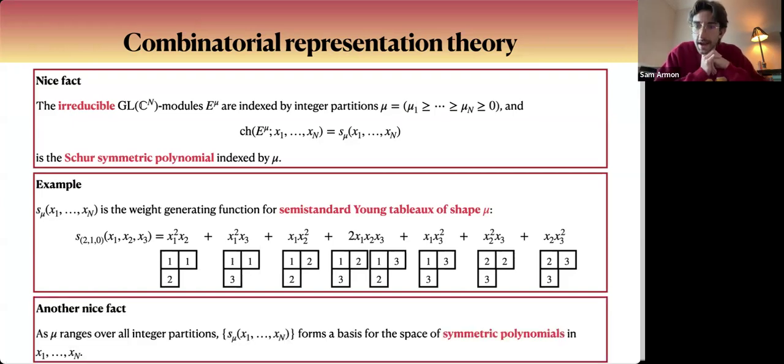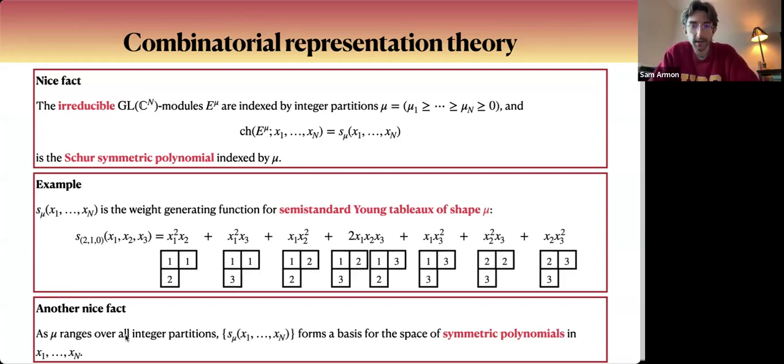And although it's really not obvious from the definition, the Schur polynomials are symmetric in the sense that if I exchange two variable indices, the overall expression isn't changed. So for instance, if I switch x1 and x2, this first monomial would become x1 x2 squared. That's accounted for over here. And likewise, this one would become x1 squared x2. Things shuffle around a little bit, but the overall polynomial stays the same.